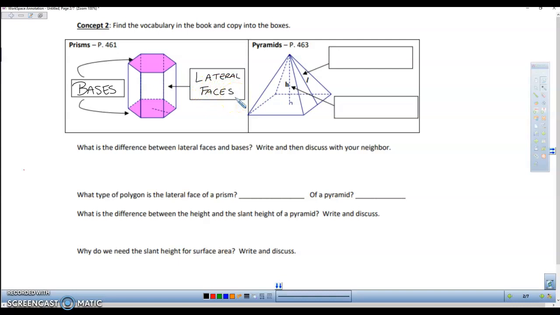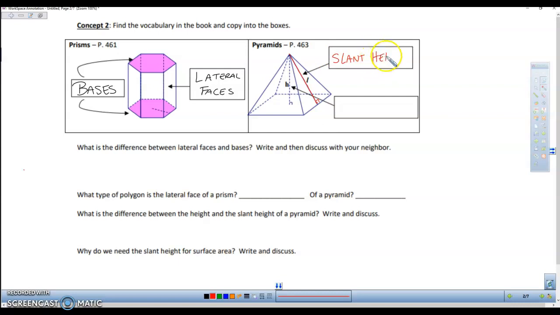All right, next is a pyramid. A pyramid also has a base. In the case of this pyramid, it has 1 base; a prism has 2. And in the case of a pyramid, those lateral faces are no longer rectangles. In this case, there are 4 lateral faces, and they're all triangles. In terms of breaking down the parts of a pyramid, this is what's referred to as the slant height. The slant height goes from the vertex of the pyramid perpendicular to one of those base edges.